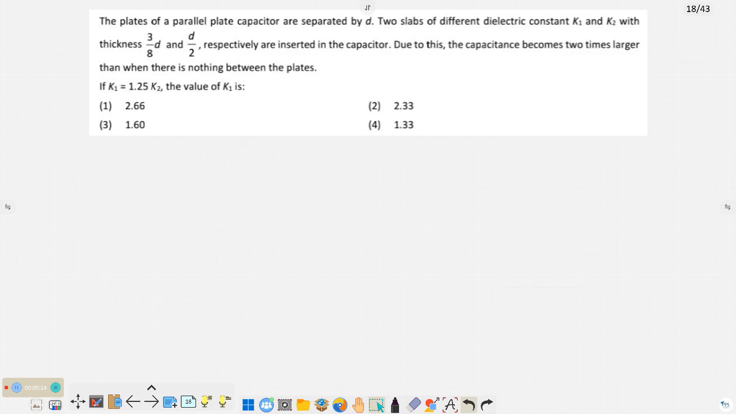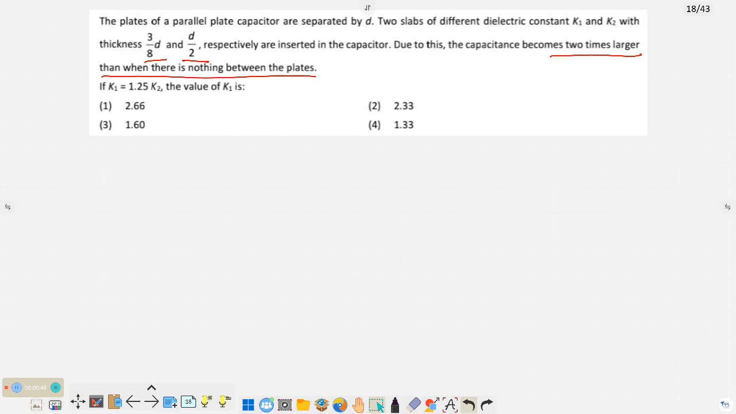You can see the next question in this display. The plates of the parallel plate capacitor are separated by distance D. That means this comes under the capacitor concept, and it contains two slabs of dielectric constants K1 and K2, of thickness 3D by 8 and D by 2, inserted between them. Due to this, the capacity becomes 2 times larger than the initial value, when nothing is there between the plates, meaning air is the medium. Compared to that, it becomes 2 times.